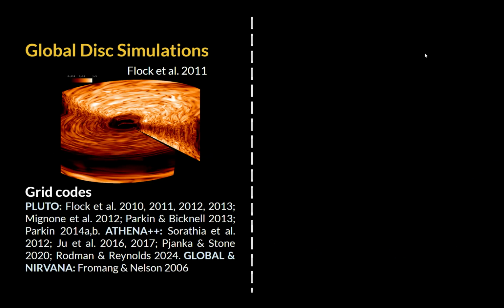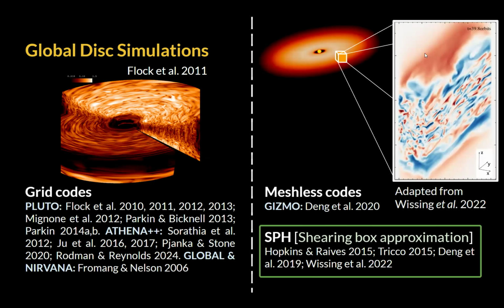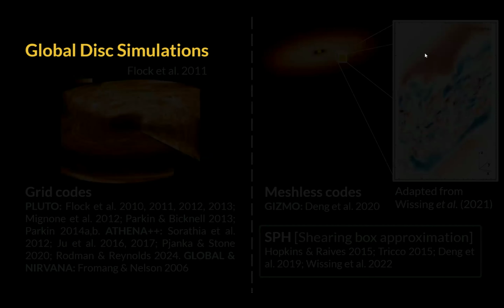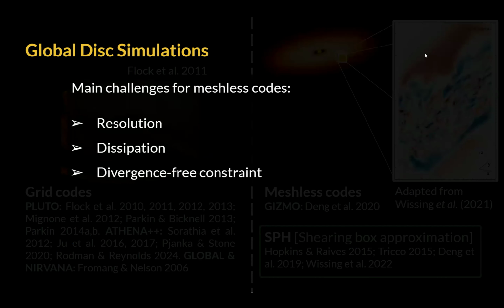for example, Pluto, Athena, and Nirvana. But regarding meshless codes, we only have local simulations that use the shearing-box approximation. In this case, we only simulate a local parcel of the fluid. And we have identified that the main challenges for the meshless codes to simulate global MRI simulations are, first, the resolution, the dissipation, and the divergence-free constraint.